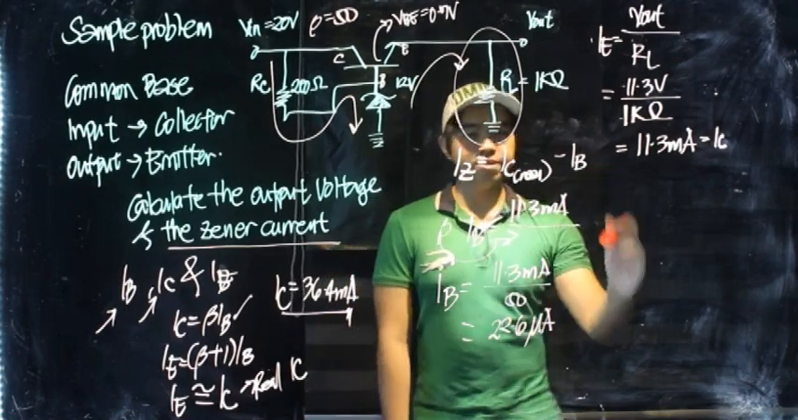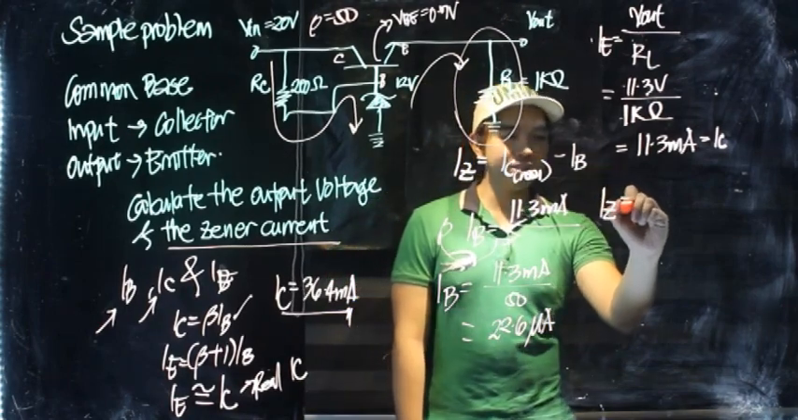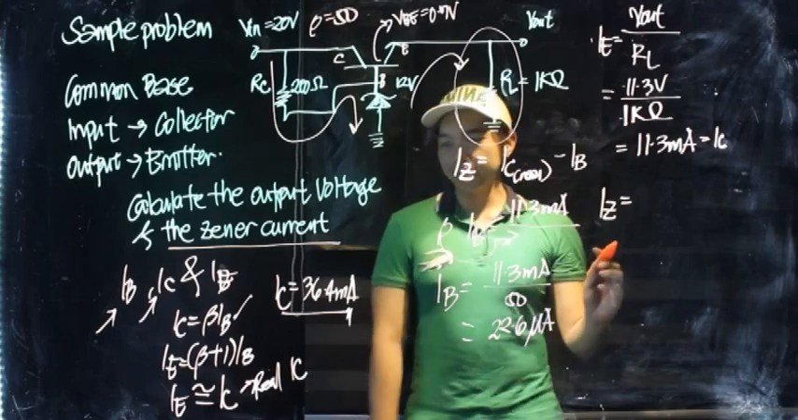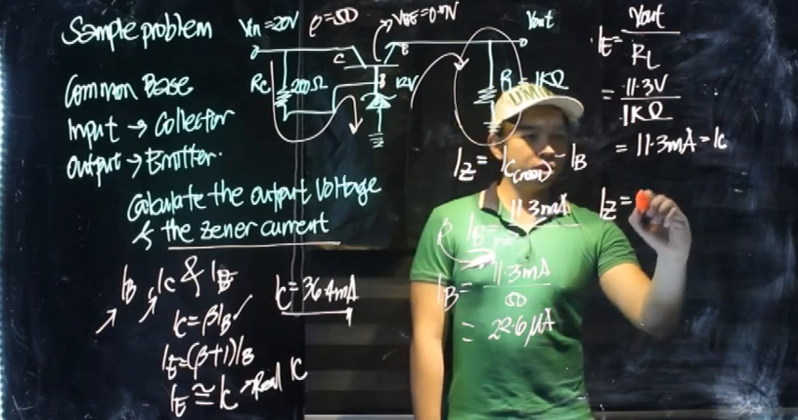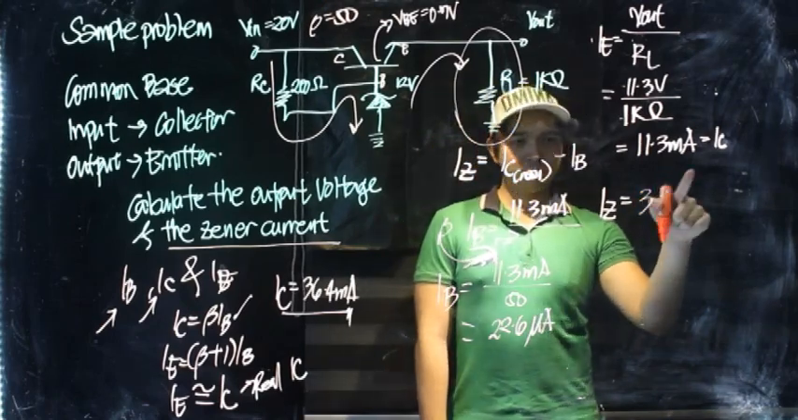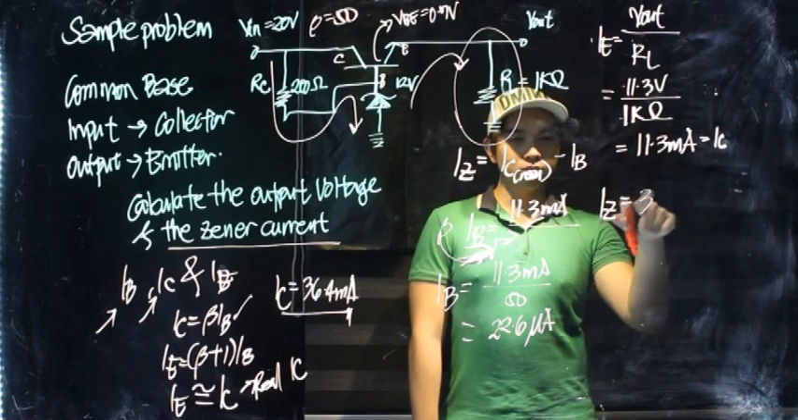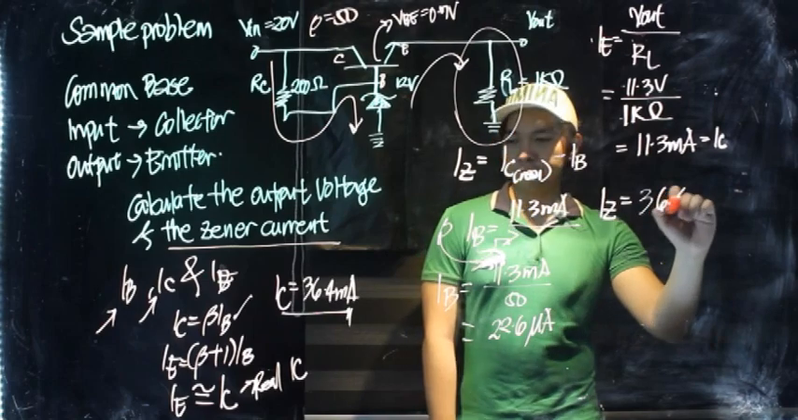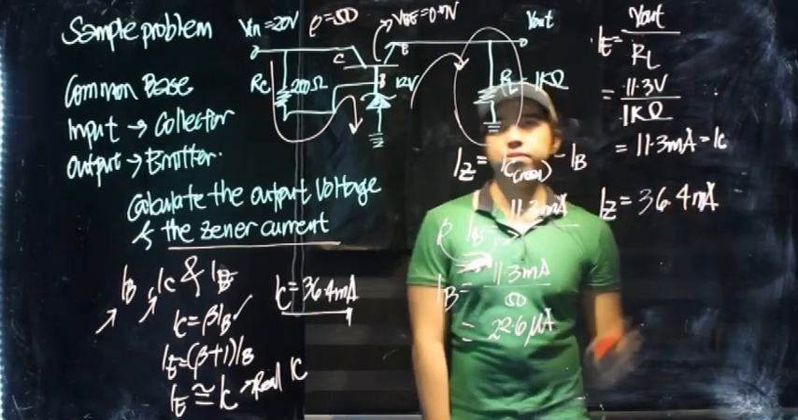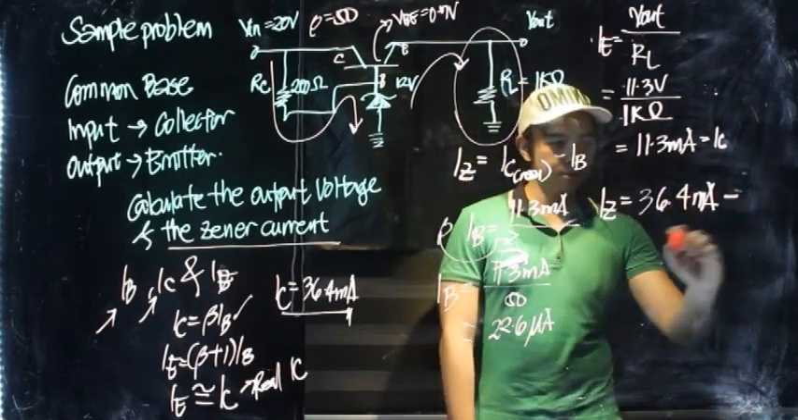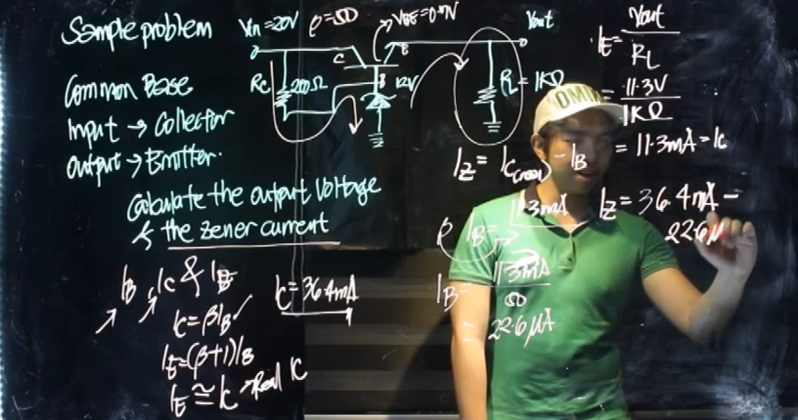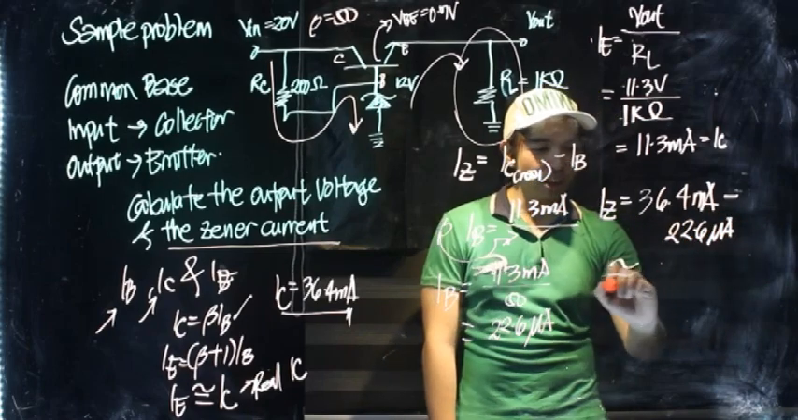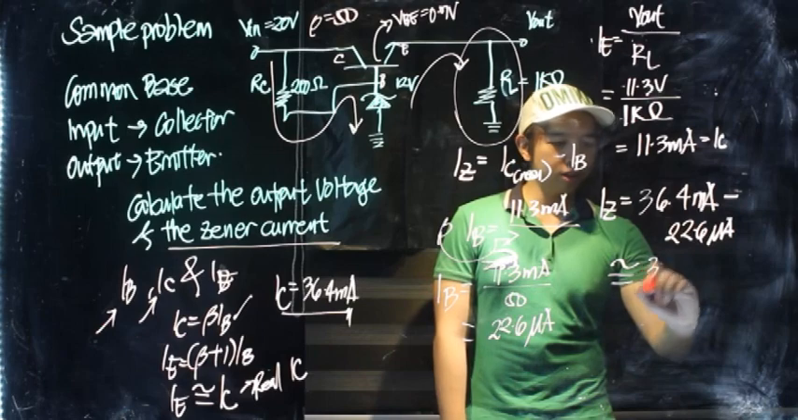Equating this with here to solve for our Zener current, that would then be equal to 36.4 milliampere minus 22.6 microampere, which is technically also equal to 36 milliampere, rather.